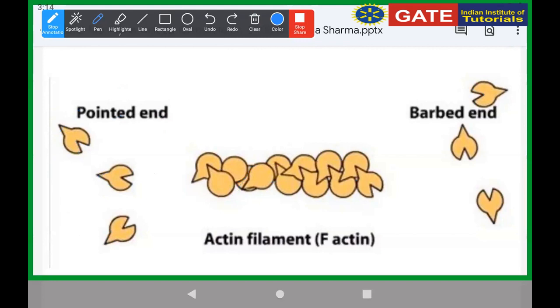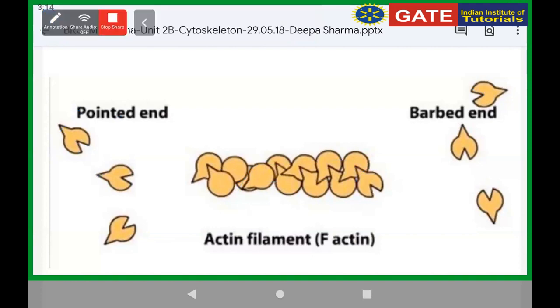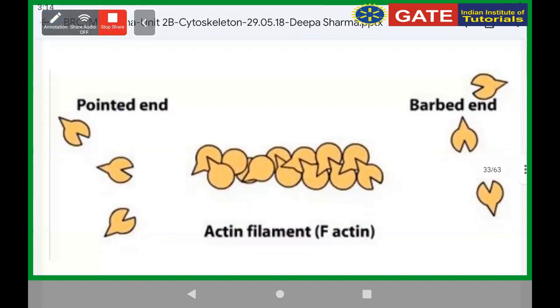Disassembly of the subunits takes place, with loss of actin filament. When joining of the subunits takes place, there is a net gain of proteins in the filament. Due to the non-covalent interaction, these subunits undergo assembly and disassembly.